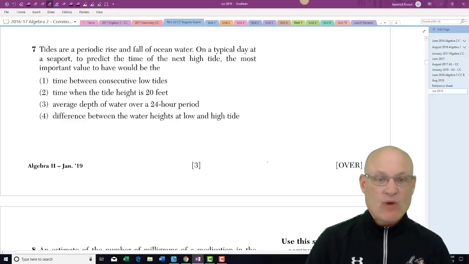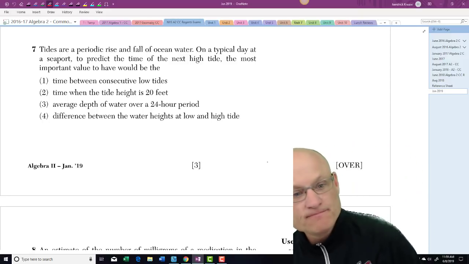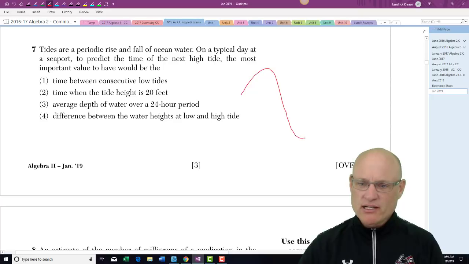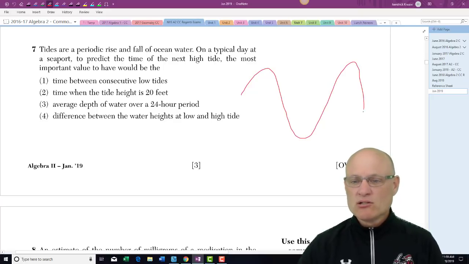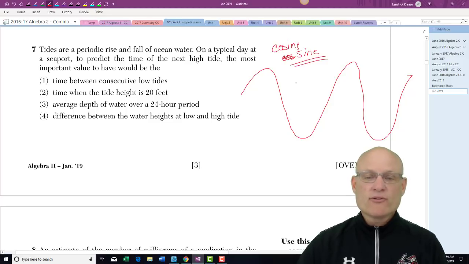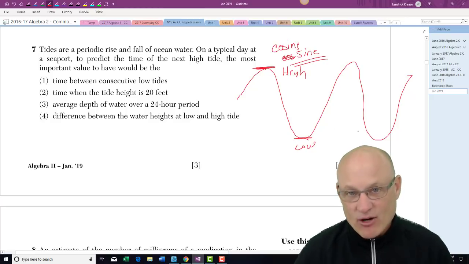Tides are a periodic rate. They rise and fall with the ocean. On a typical day at Seaport, to predict the time of the next high tide, the most important value to have would be the periodic. Doesn't that make the periods? Where do I see periods? Raise the tide, lower the tide, raise the tide, lower the tide, raise the tide, right? This is a sine or cosine curve. It's a sinusoidal curve. So if I wanted to predict the time from high tide to low tide, then I want to figure out what?